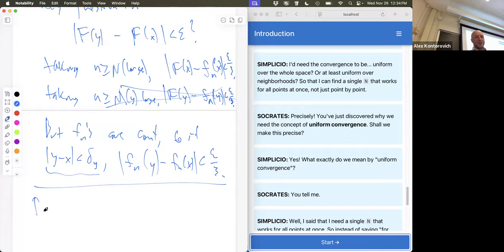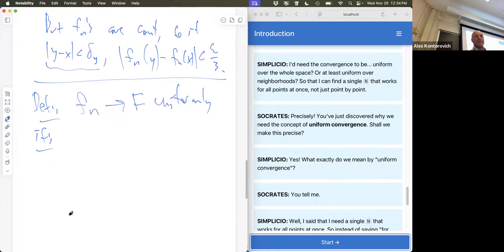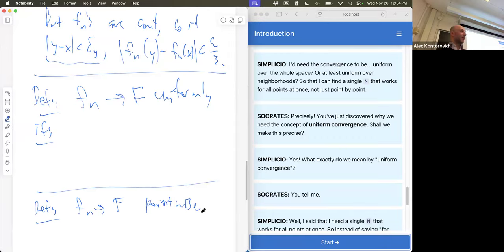What should it mean? So, definition. So we have Fn's converging to F uniformly. Maybe we'll make this capital F just to make life a little bit easier. Yes, let's write down the definition of pointwise convergence first. Fn converges to F pointwise. Pointwise is exactly what we've just been talking about.